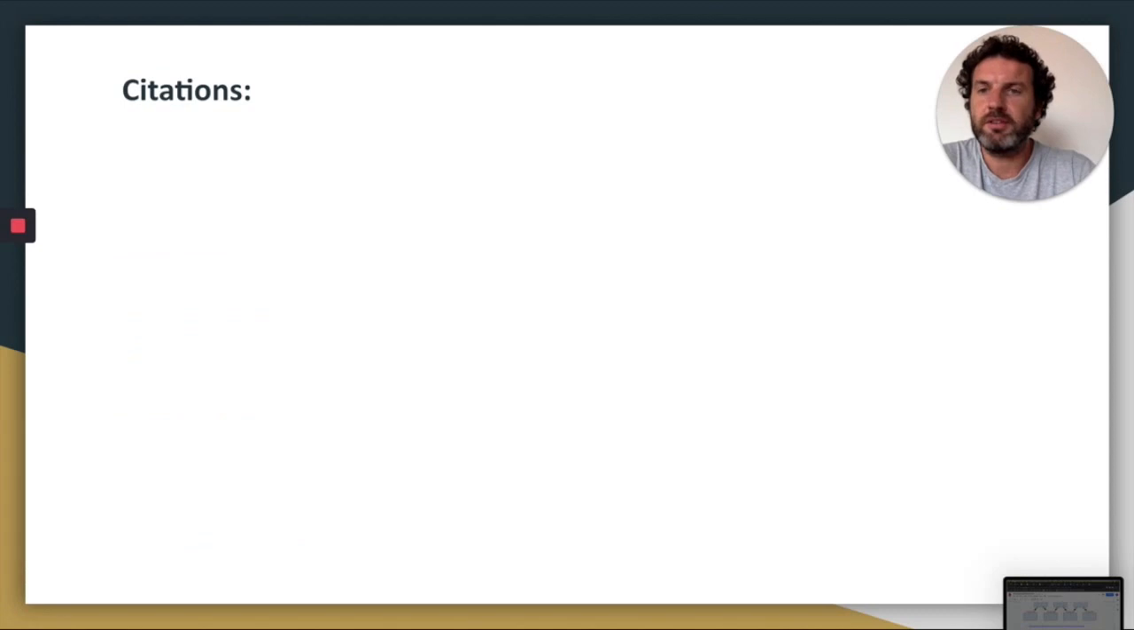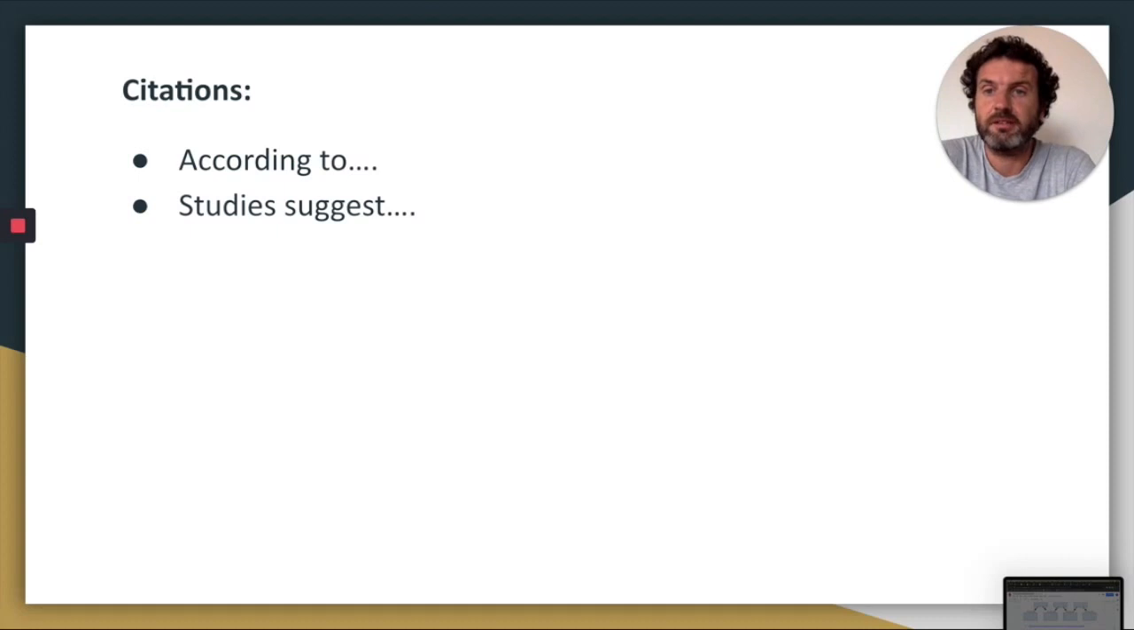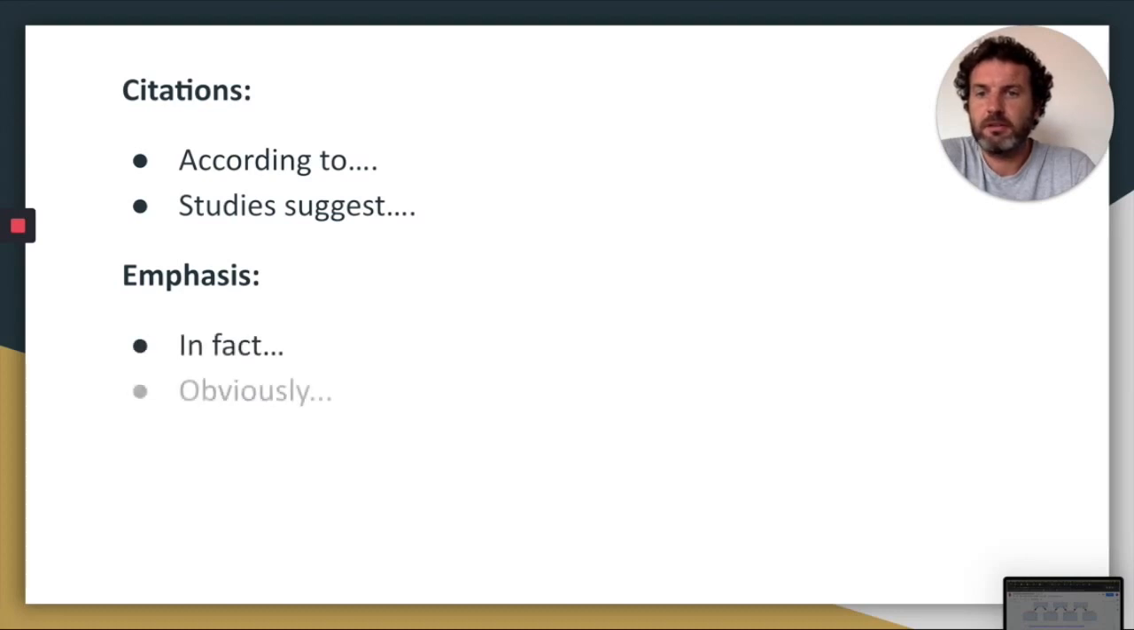We can use transitions for citations. So if you're quoting somebody or if you're quoting a source, then you can say, according to this newspaper or that person. Or you could say something else, studies suggest. This again is making reference to another source that you're using. And then finally, we can use transitions for emphasis. So we can say in fact or obviously. So this helps the reader to see that we are emphasizing, making bigger, making more important a particular point that we're making.